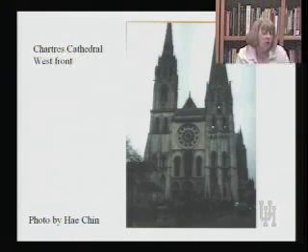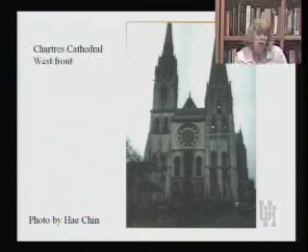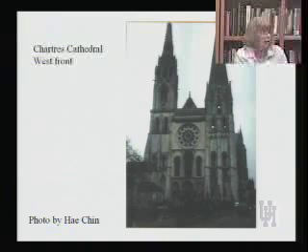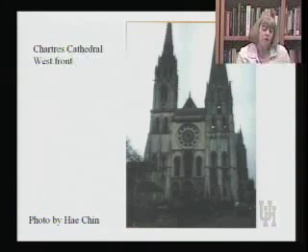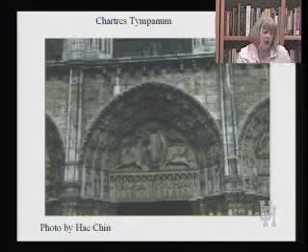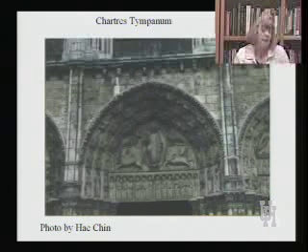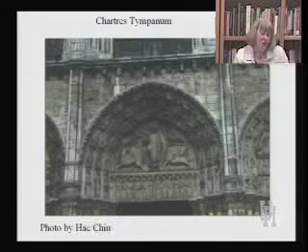Here's Chartres Cathedral, the west front, and again you see those pointed Romanesque or Gothic arches, and then the rose window is really prominent on this one. And again you can see the three-story elevation and the division into a central nave and two side aisles. And you can see that articulated in the front and the towers on each end. Over the front door would be a tympanum of this kind.